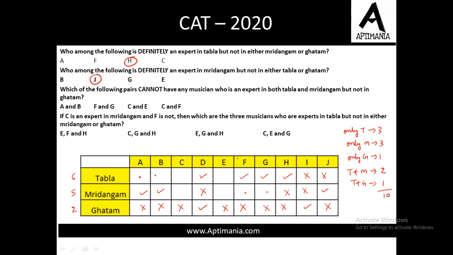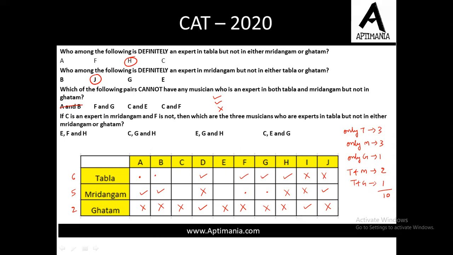Now, which of the following pairs cannot have any musician who is an expert in both tabla and mridangam but not in ghata? So we need to have a tick in tabla and mridangam but not in ghata. Now A and B. In the case of A and B, both can have it. We can have a tick over here because we are not sure which of A or B is the one who is expert in tabla also. So we can have a tick over here as well. We are not sure about it. So we can simply eliminate this option.